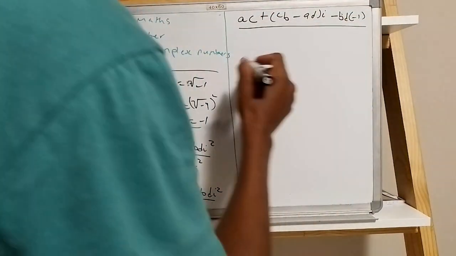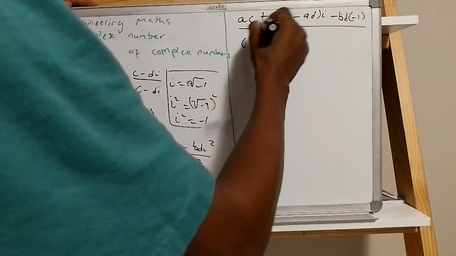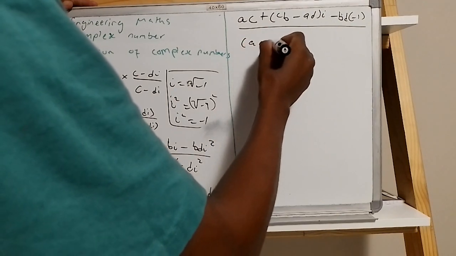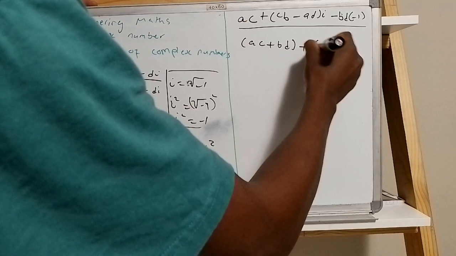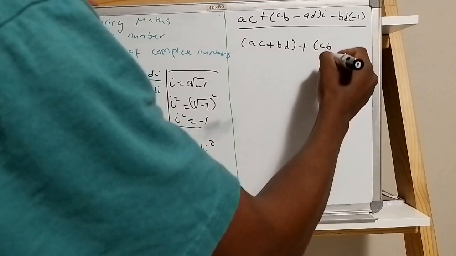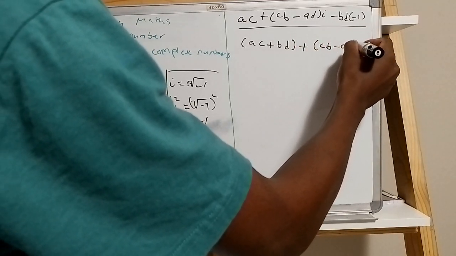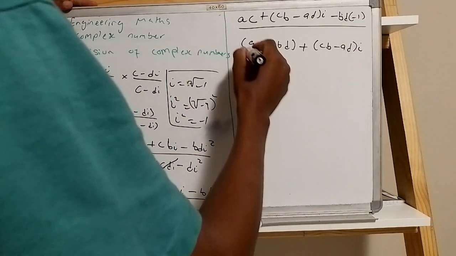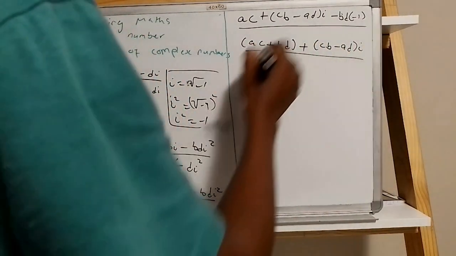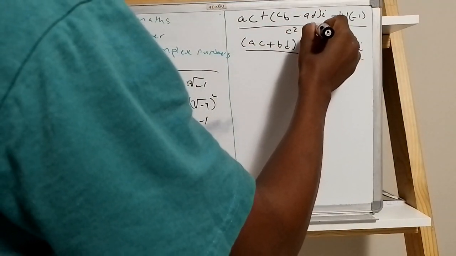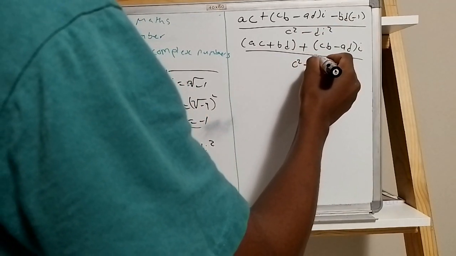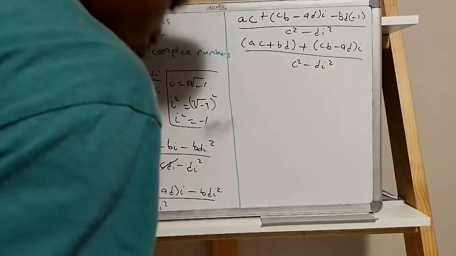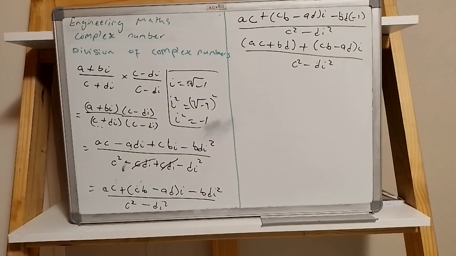So this will give us (ac + bd) plus (cb minus ad)i, over, okay, this is supposed to be c squared minus d squared i squared. That is our solution. That is our solution.